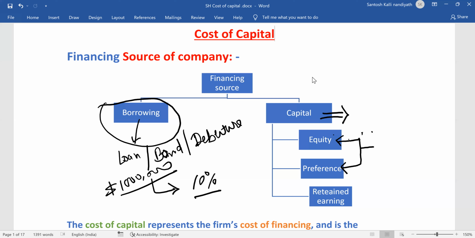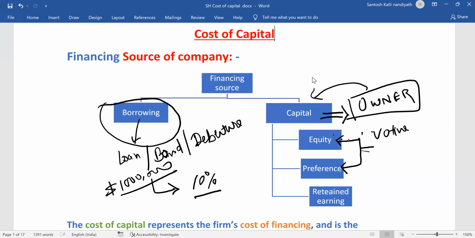The other source of financing is the owner of the company. Whoever owns the business provides money to the business. That owner, we say, is the equity shareholder. There is a different kind of shareholder, the preference shareholder. Now I will tell you the difference between these two. The equity shareholder has voting rights, meaning all decisions are mostly taken by the equity shareholder.